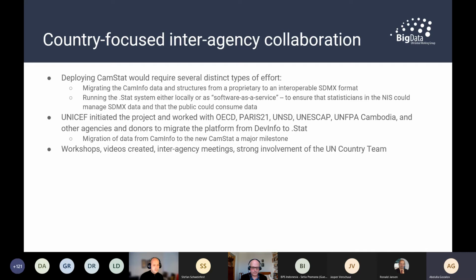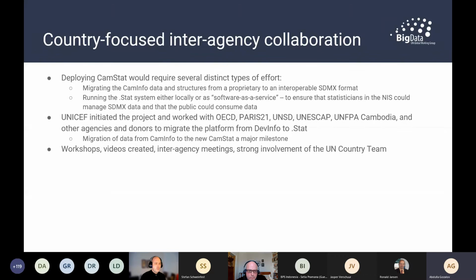This migration and deploying the new database required several types of effort. One was migrating the data and structures. DevInfo used a proprietary format for both, and extracting the data and making it interoperable did require a major effort. And once data is in an interoperable format, namely SDMX, then the question is how to deploy .stat, how to offer it to Cambodia, whether it was going to be run locally or as software as a service based in the cloud.